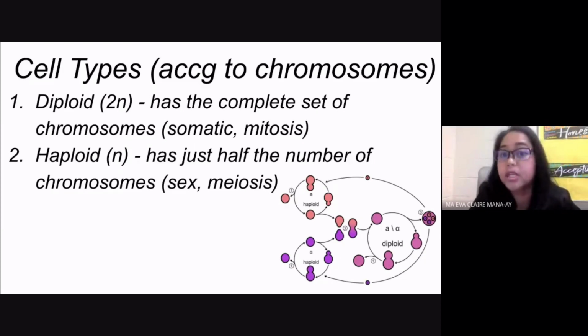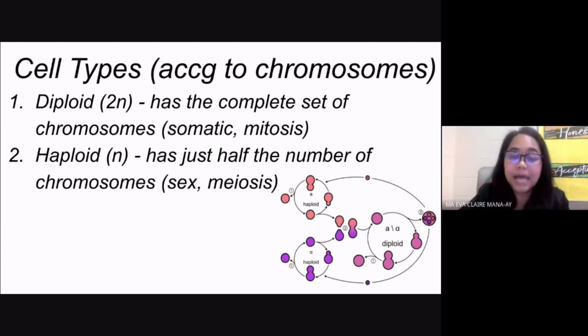All your body cells have 46 chromosomes, except for your sex cells, which are haploid. That means they only have 23 chromosomes in them. Your sex cells, those cells that are produced during meiosis, are only haploid cells. That means they only have half the number of chromosomes, which actually makes sense. If you have the egg cell of the mom, which has 23 chromosomes, and the sperm cell of the dad, which also has 23 chromosomes because it is also haploid, it's also a sex cell.